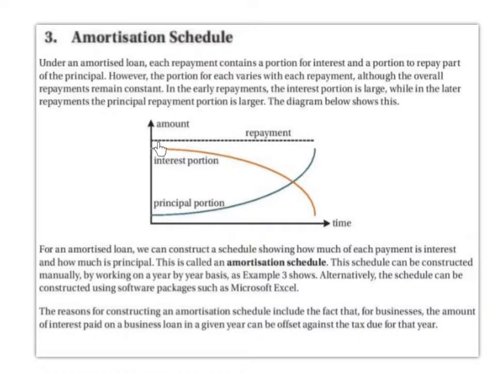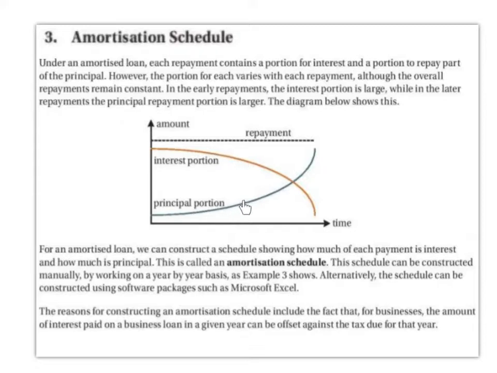So the repayment amount stays the same. So the mortgage repayment every month is the same. But at first, you're mainly paying off interest. So that's why the orange curve, interest, is very high at the top and then gradually it gets lower. And initially, you're only paying a very small amount of the principal. So you're only paying a very small amount off your actual bill.